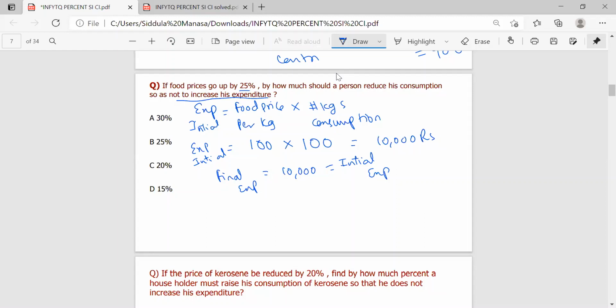Now, final expenditure is based upon what? Your final expenditure is food price per kg.